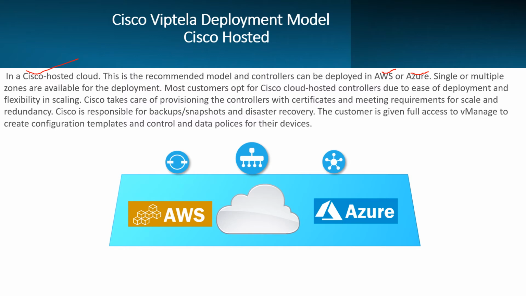So this is our vBond. This is our vManage, and this is our controller. It can be hosted on AWS or Azure.